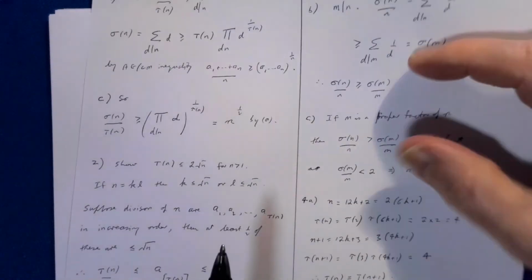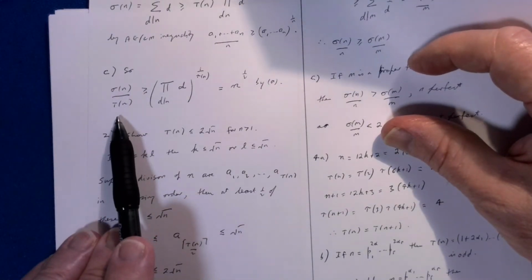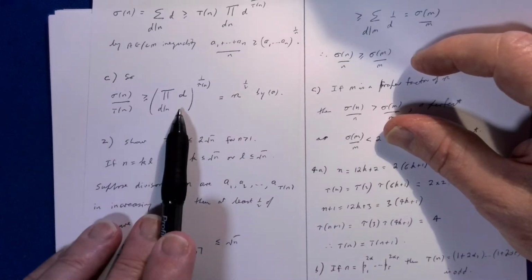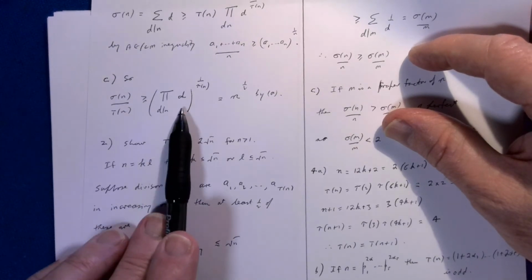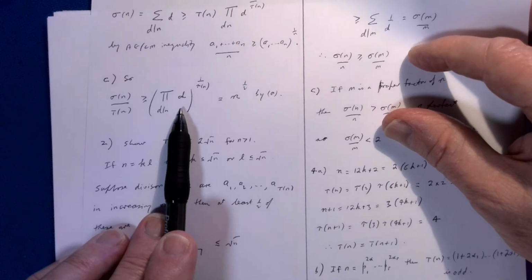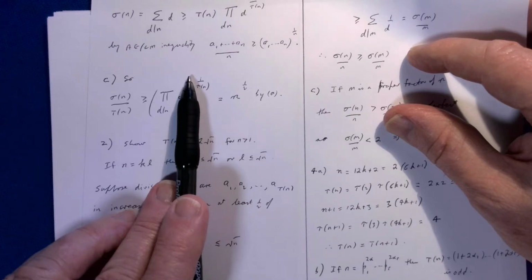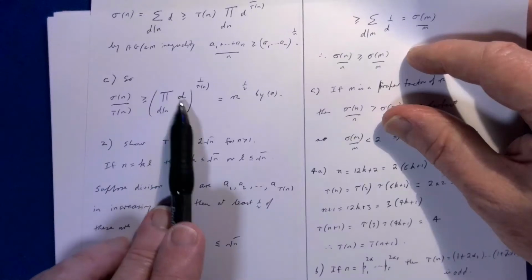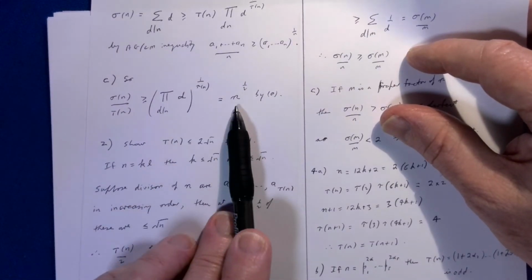So putting that together, we want to prove that this quotient's at least root n. We've just proven that this quotient is bigger or equal to this, and we've just shown that this product in here, from part A, is n to the τ(n)/2. So we get n to the τ(n) times τ(n) over 2. So we get n to the power τ(n) over 2 times 1 over τ(n), which gives me just n to the half by part A.